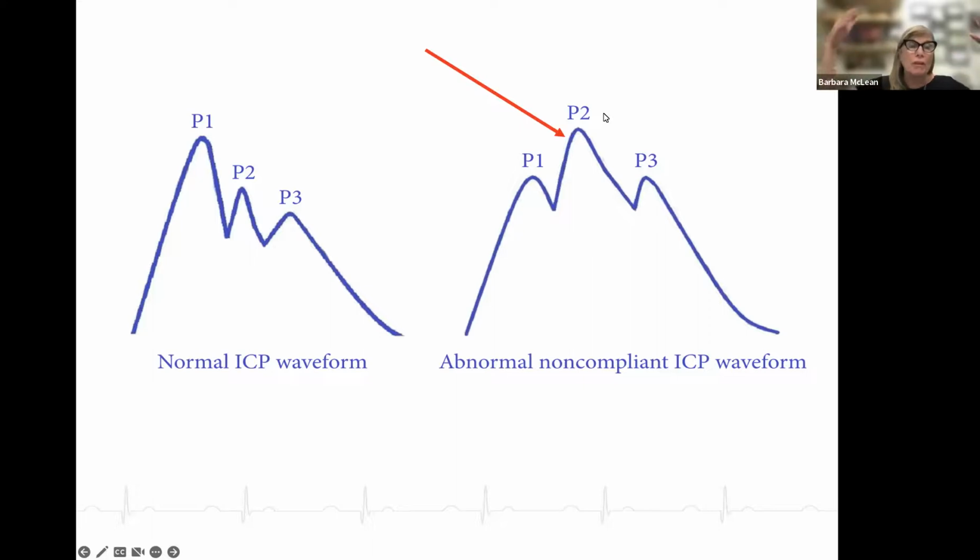Is it greater than 15, greater than 20, 30, whatever? And what is P2? Is my P2 bigger than P1 or P3? I'm calling the doc, I'm saying ICP is 30, P2 is significantly bigger than P1 or P3.